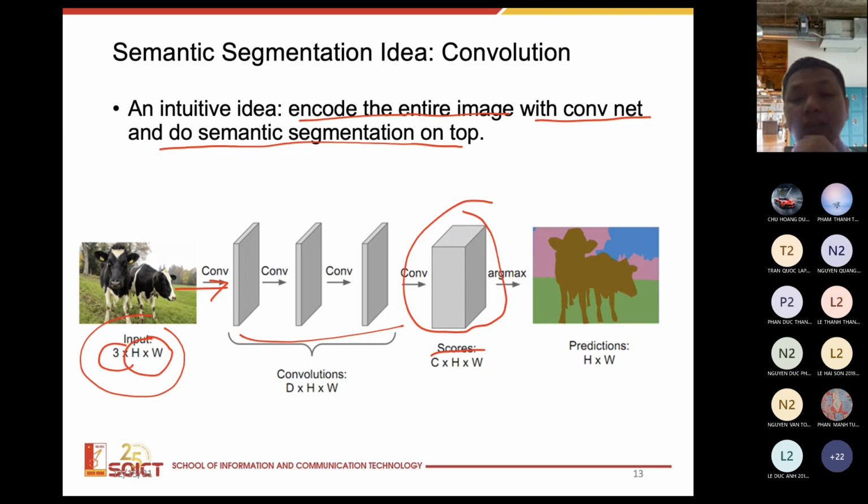And then we can do the prediction over that final activation map, to predict if that belongs to the cow, that belongs to the grass, or that belongs to the tree.